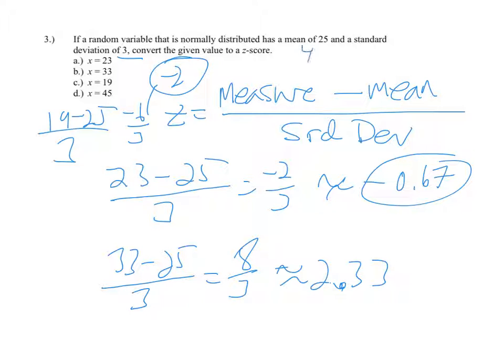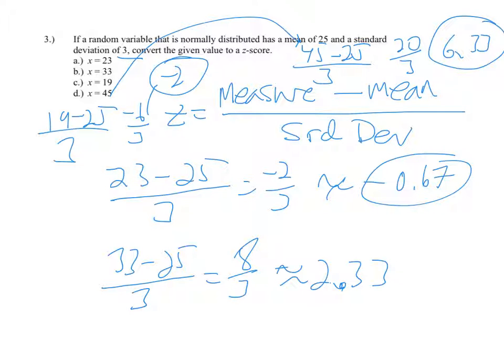And then 45 minus 25 divided by 3. So this is for the last one. So that's going to be 20 over 3, which is 6.33. A very large z-score.